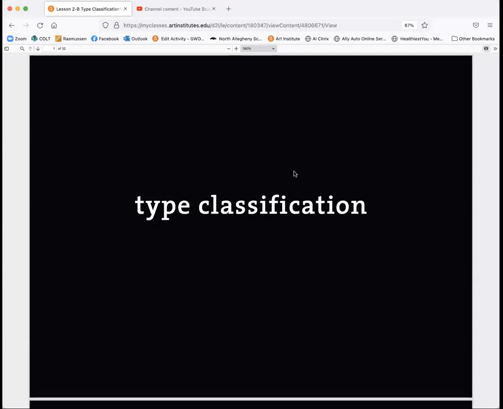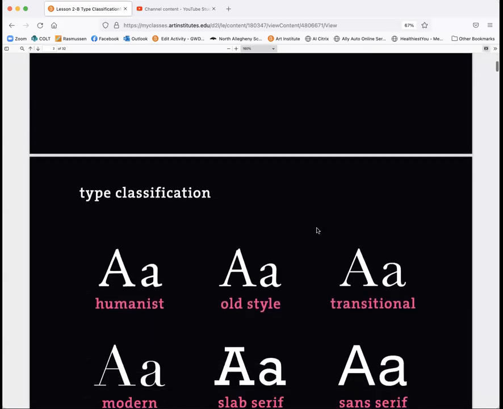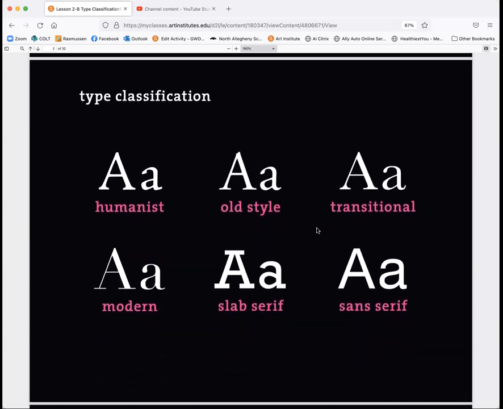All right, let's talk about type classification. We kind of hit upon this earlier last week, but let's take a look at some examples here in your overview for this week. Type classification is important because there are different classifications of typefaces that go along with certain eras, certain connotations, and also look visually different. Here we have humanist, old style, transitional, modern, slab serif, and sans serif.